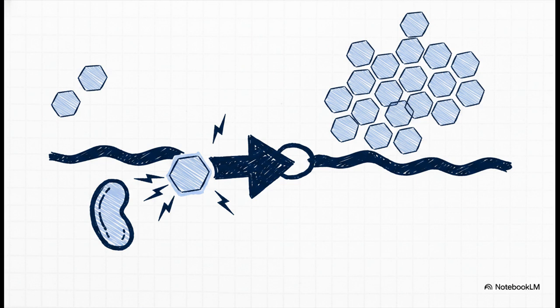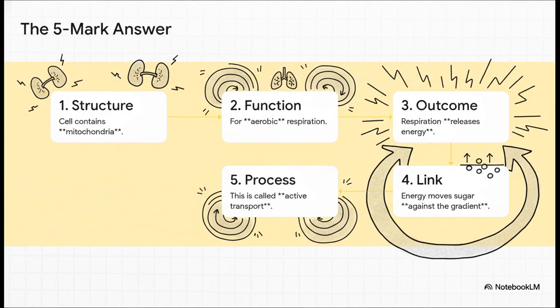Let's pull out the keywords. We've got subcellular structures, move dissolved sugars, and the massive clue, against a concentration gradient. That last phrase should be setting off alarm bells in your head, pointing directly to one process. And this lays it out perfectly.